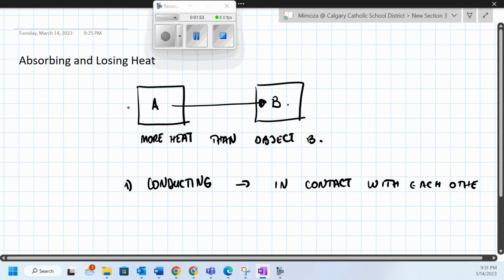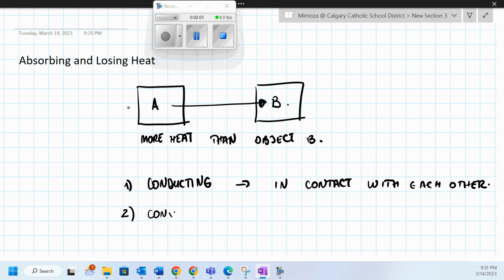The second way that the heat is transferred is convection, in which the two objects are not in contact with each other. So this can happen when the air flows between the objects.